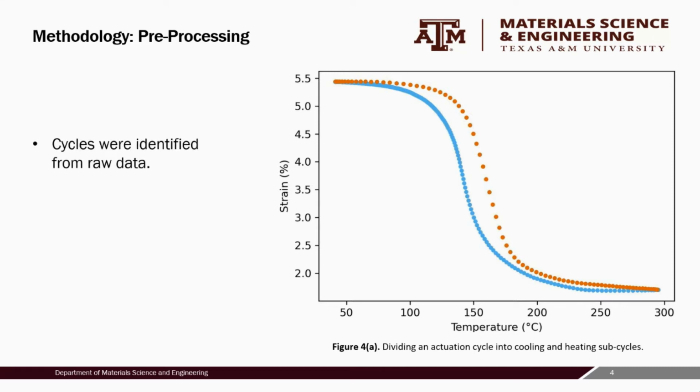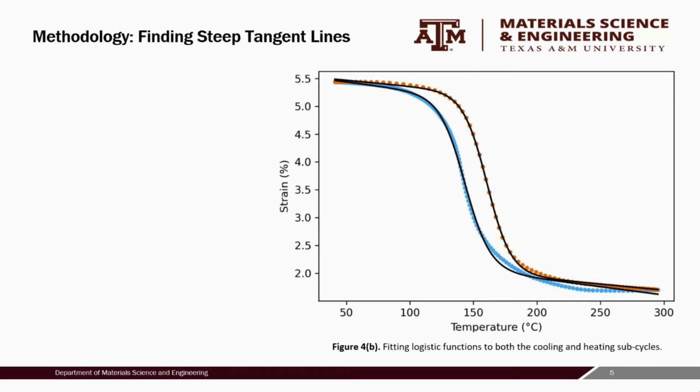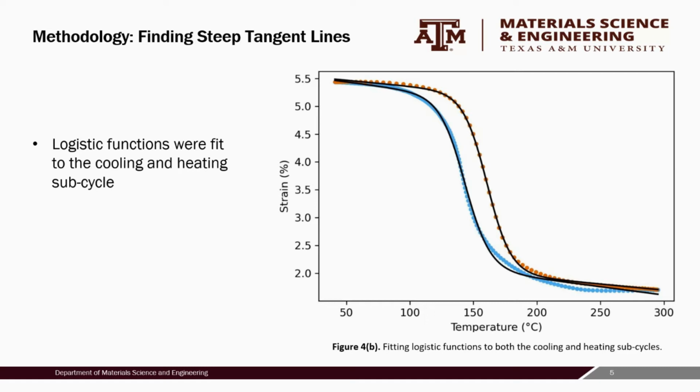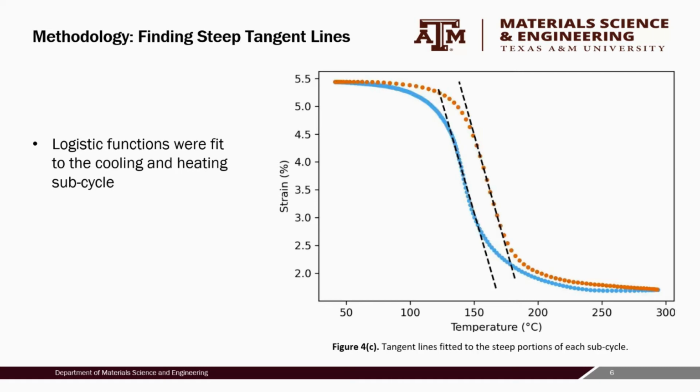Cycles were identified from raw data, with the cutoff between cycles being local temperature maxima. Cycles were then split into cooling and heating subcycles, shown in Figure 4a in blue and orange respectively. To find tangent lines for the steeper portions of a cycle, we first fit a logistic function, also known as a sigmoid, to each subcycle. Then, you find the lines tangent to these logistic functions at their steepest point.